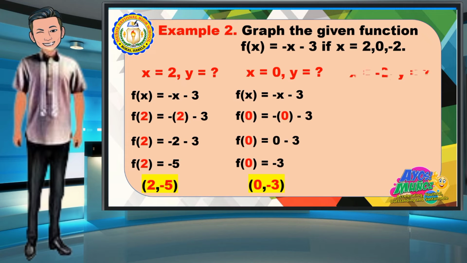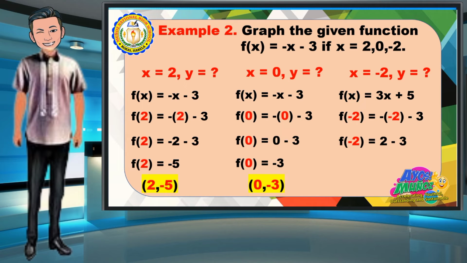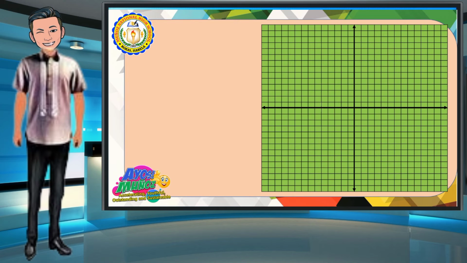Okay, how about the value of x equal to negative 2? So what is the value for y? With the same procedure, we're going to substitute the value of x in the given function. We have f of negative 2 equals negative times negative 2 minus 3. And negative times negative is positive. So we have positive 2. We have 2 minus 3, and the answer is negative 1. So the value of f of negative 2 is equal to negative 1. We have the point negative 2 and negative 1.